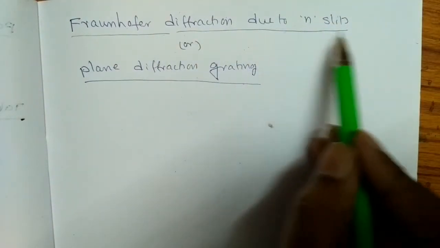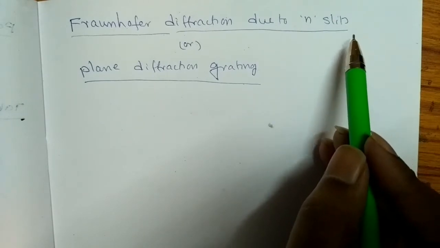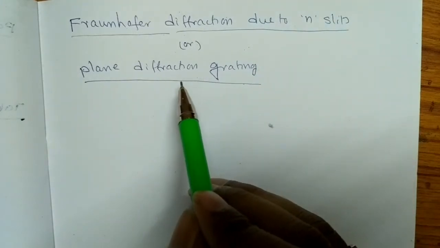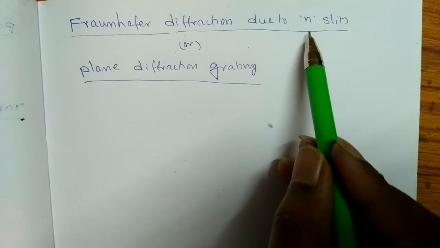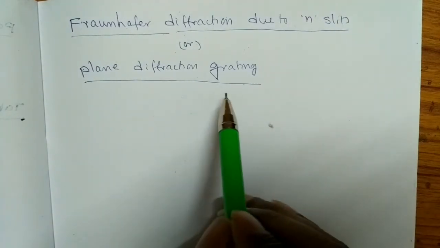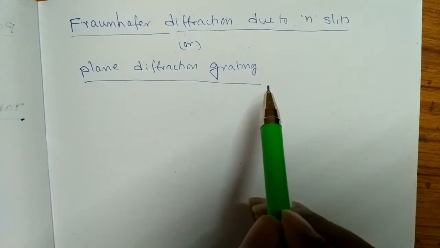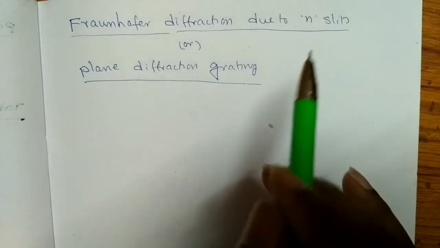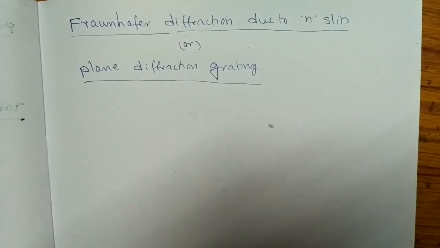Fraunhofer diffraction due to n slits. Already we discussed single slit and double slit, and this can also be called a plane diffraction grating. In this experiment, there are n number of slits available. The n slits diffract the light, and then we have to find the resultant of the image.